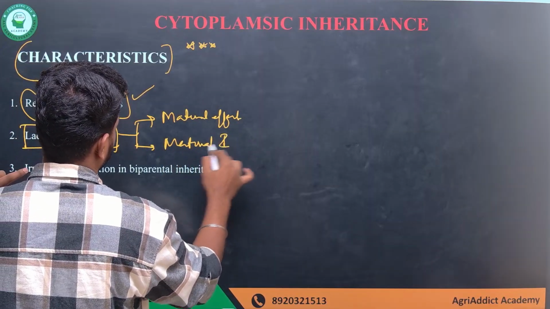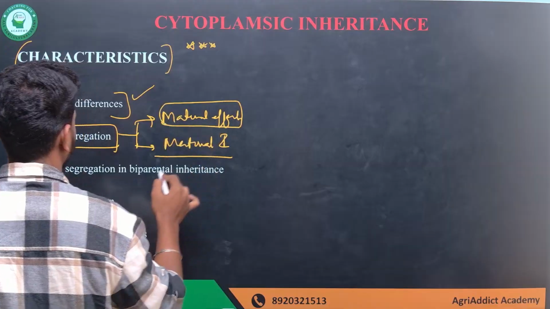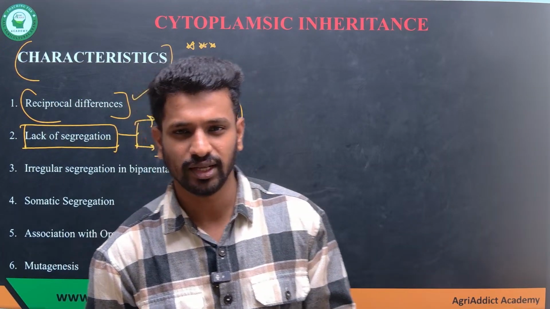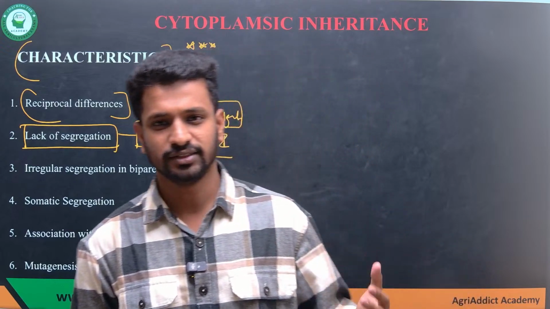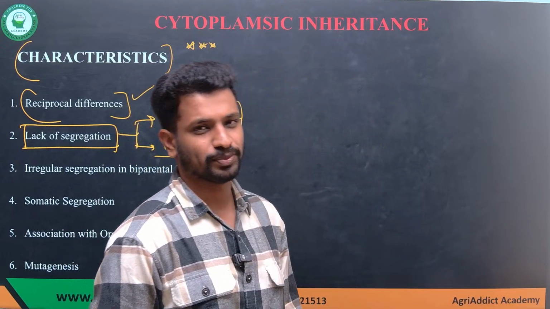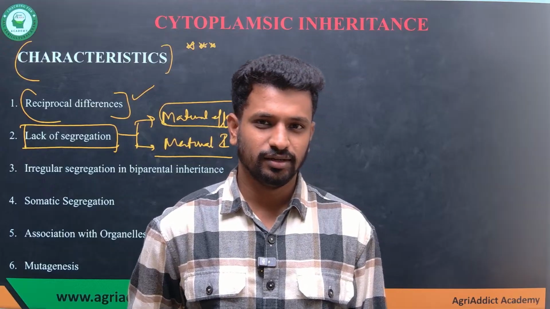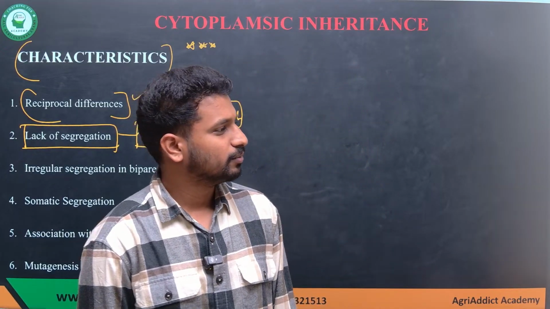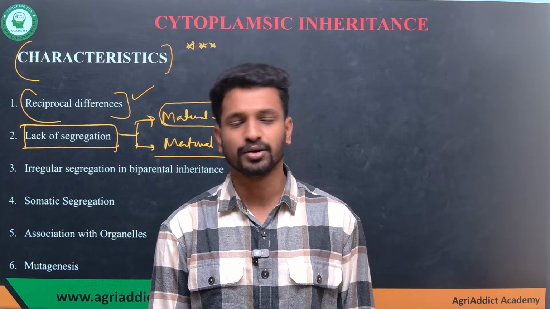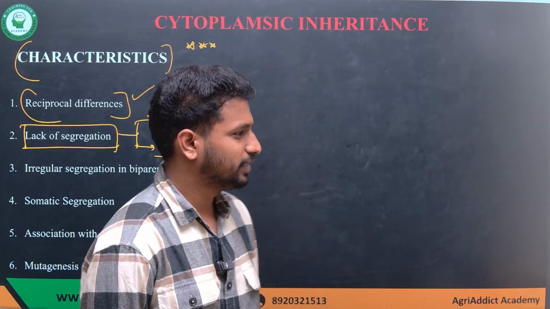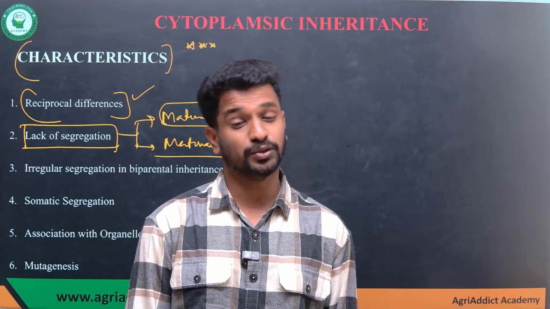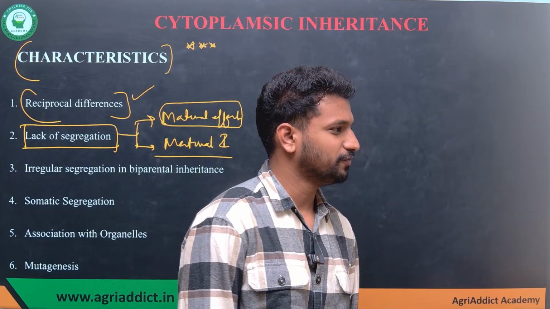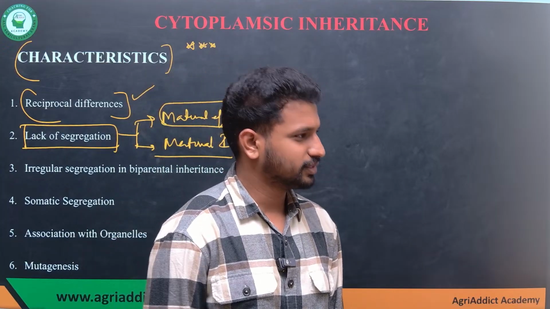Now tell me whether this is also true in the maternal effect, that there is a lack of segregation. Don't you see the segregation in the traits which are showing the maternal effect? Is it true? Yes or no? Tell me whether the traits which are showing the maternal effect are giving segregation or not. One said no, segregation in the F3. Yes, there is a segregation.